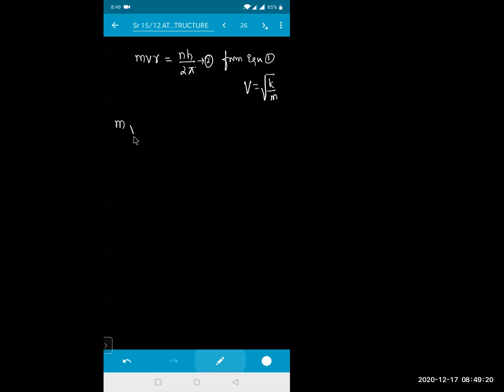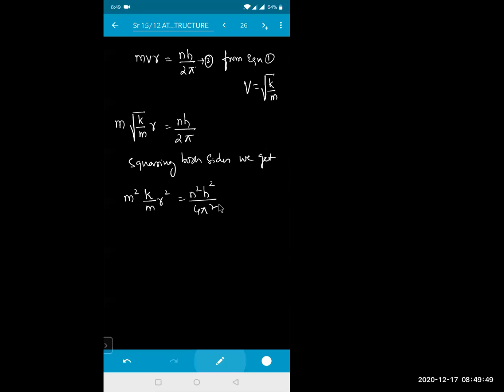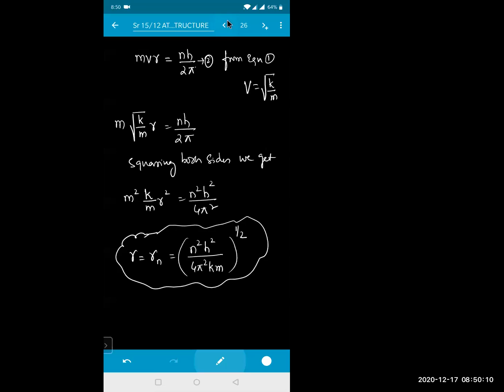Okay, this is your equation number 2. So it is m into v into r is equal to under root of k by m into r is equal to n into h divided by 2 into pi. And what do you do? Squaring on both sides, we get m square k by m into r square is equal to n square h square divided by 4 into pi square. That means radius r, nothing but radius of nth orbit కదా, is equal to n square h square divided by 4 pi square k into m to the power of 1 by 2. So this is your radius of nth orbit. Vachinda? Simple calculation.